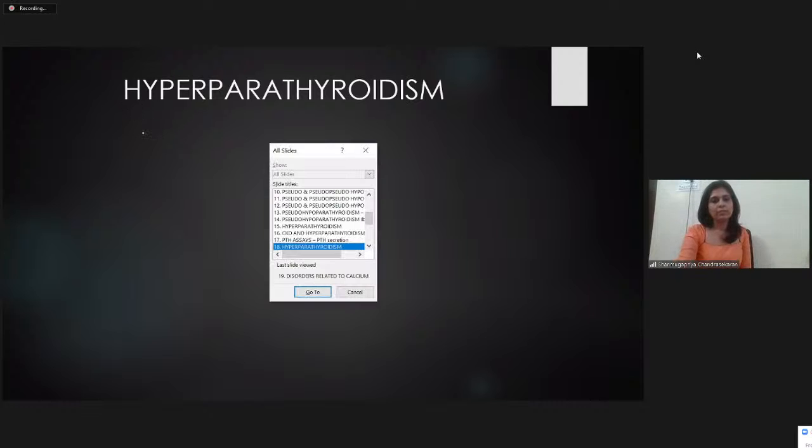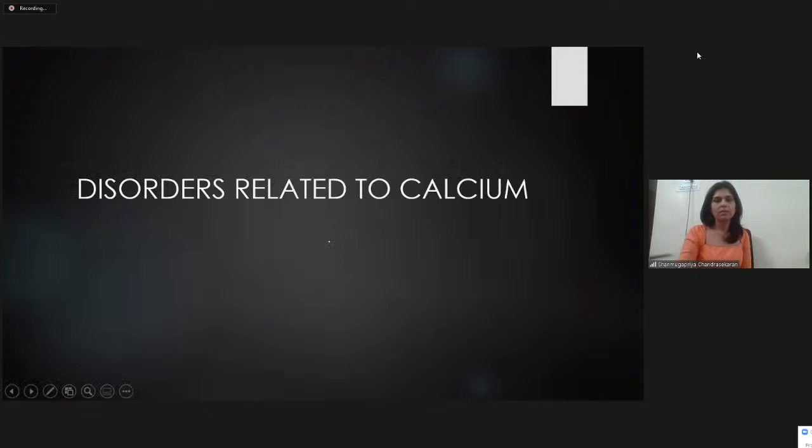Now about disorders related to calcium. So I'll be now telling you about hypocalcemia and hypercalcemia. And before we discuss disorders related to calcium, we know that there are two forms of calcium that can be estimated. One is total calcium and the other one is ionized calcium. And total calcium normal range is 8.6 to 10.2 milligram per deciliter.